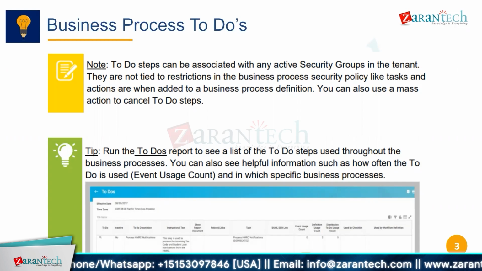You can also use a mass action to cancel a to-do step. A tip, run the to-dos report to see the list of to-do steps used throughout the business processes. You can also see helpful information such as how often the to-do step is used, event usage count, and which specific business processes. Let's open a to-dos report.